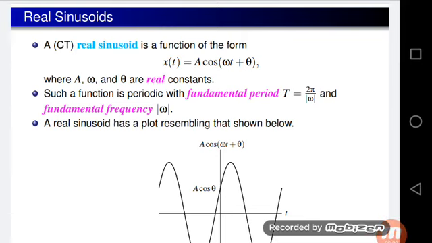Hi everyone. Today we are discussing the signal processing of real sinusoids. Already in the previous class we discussed this, and once again we are discussing briefly real sinusoids. A continuous time real sinusoid is a function of the form x of t equal to cos omega t plus theta.